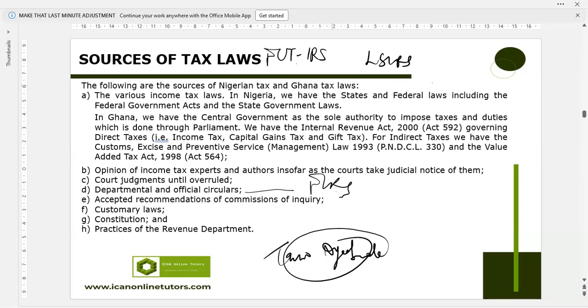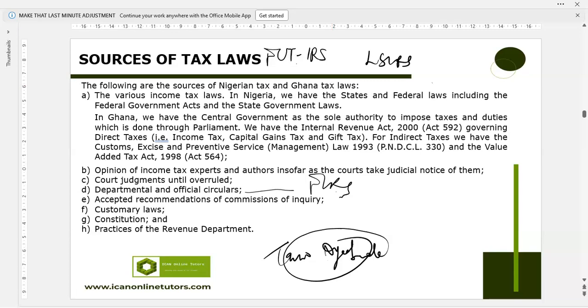part of it. Then we have customary laws, we have accepted recommendations of the Commission of Inquiry, the Constitution, and practices of the Revenue Department, that this is what they do. Now, recently, the Finance Act of 2022, which was signed by the past president on 28th of May 2023, has a retrospective application, okay?